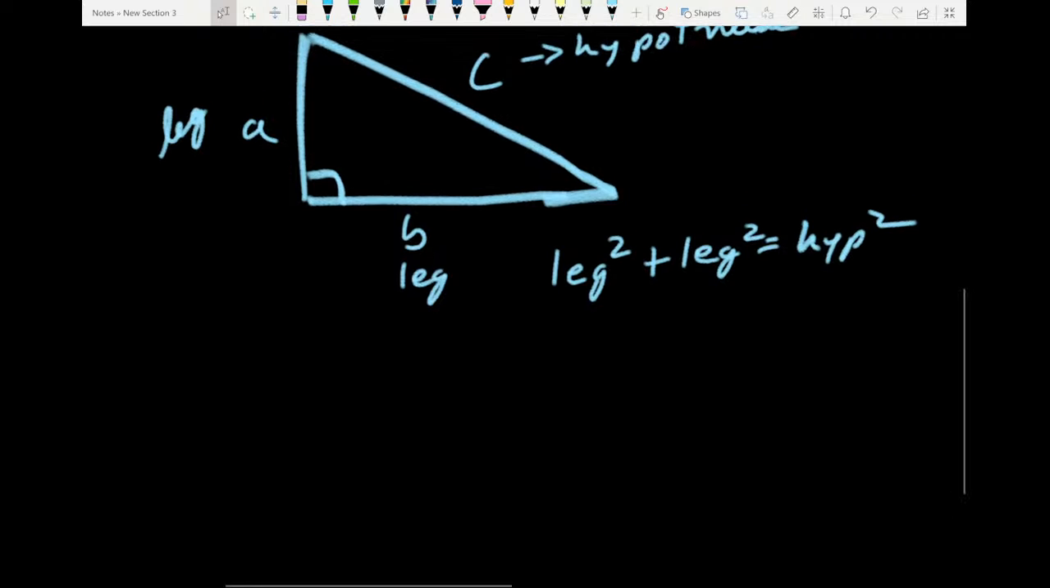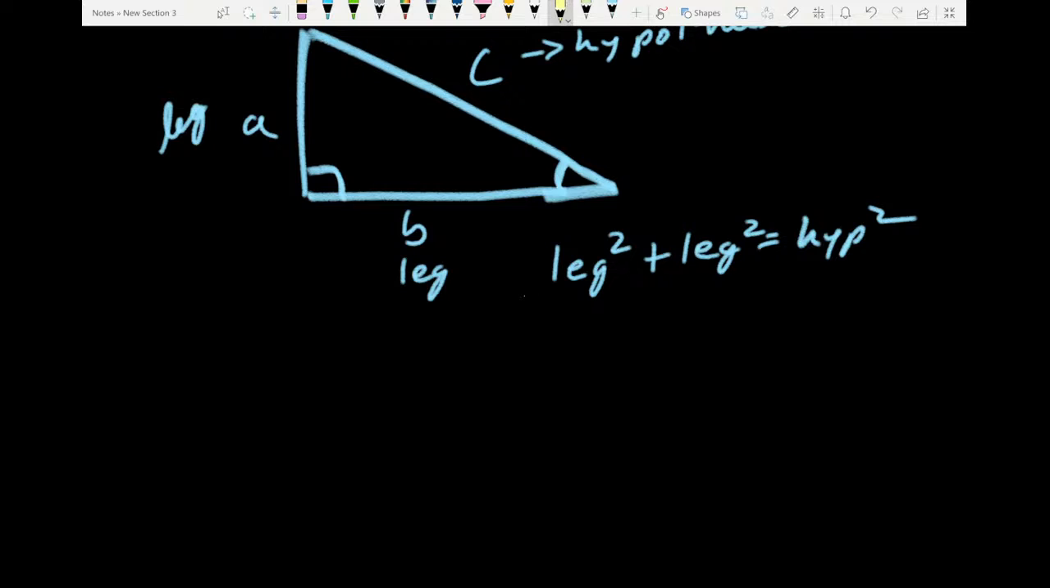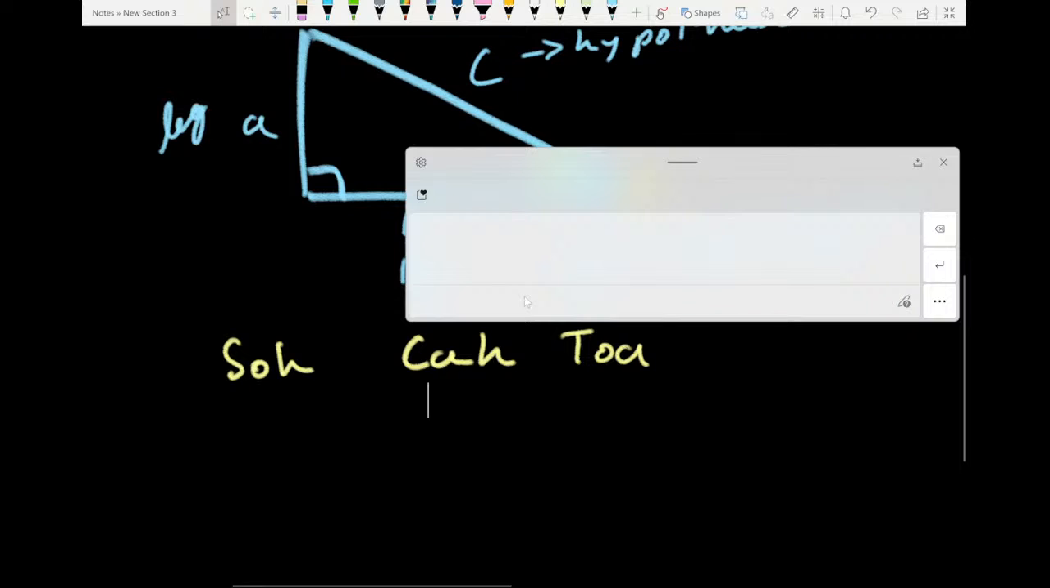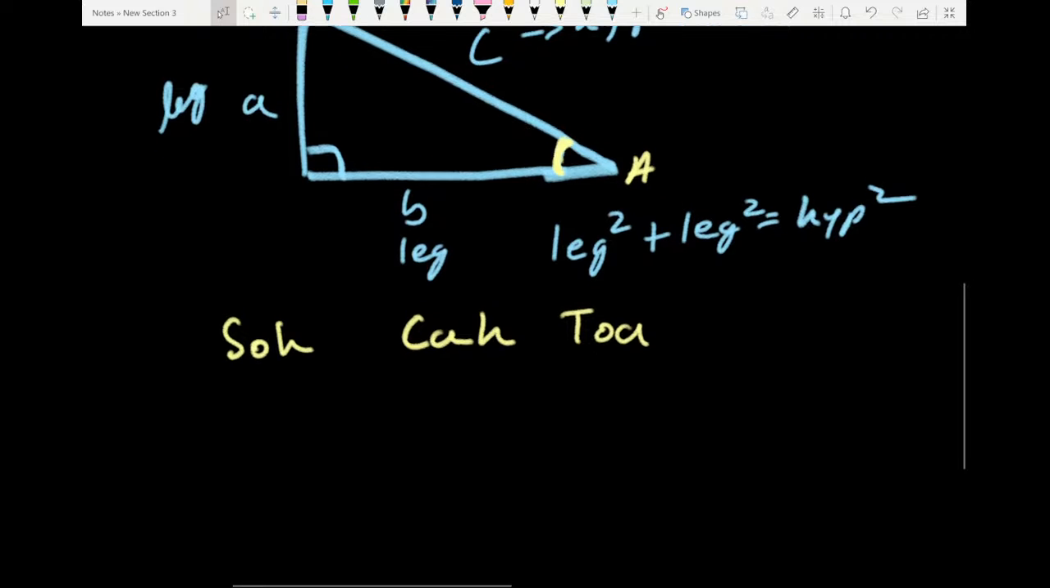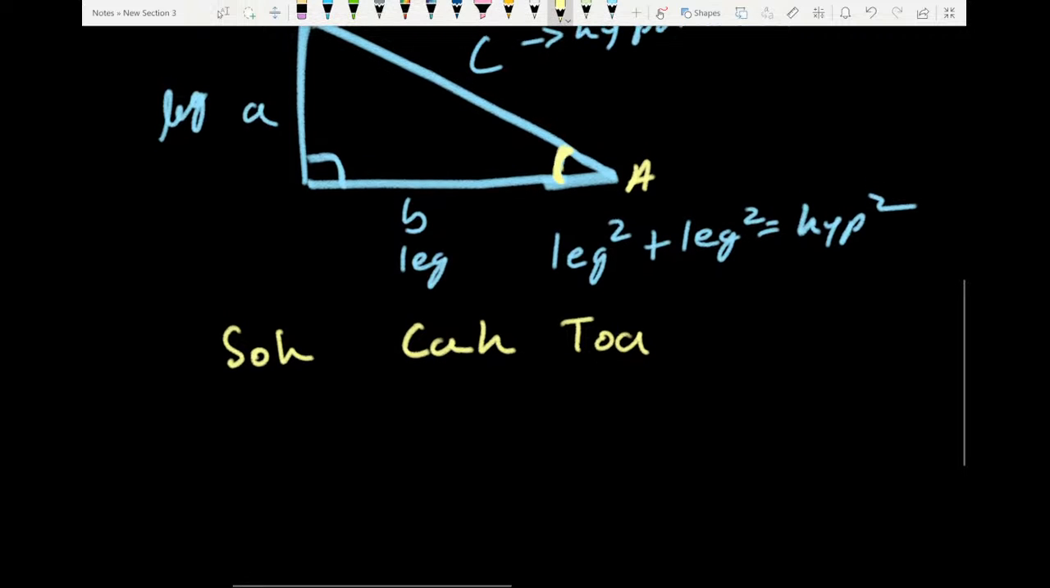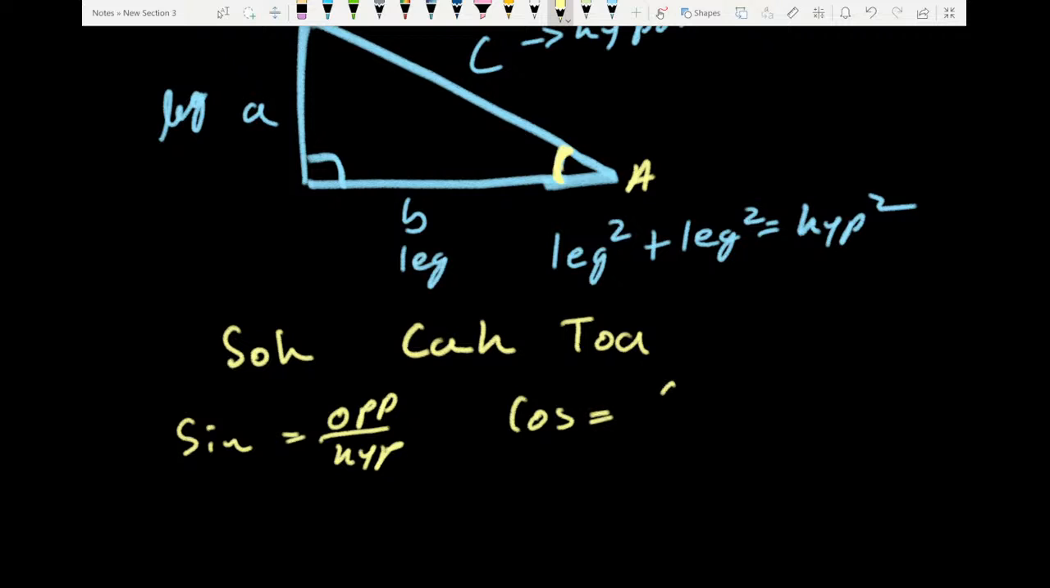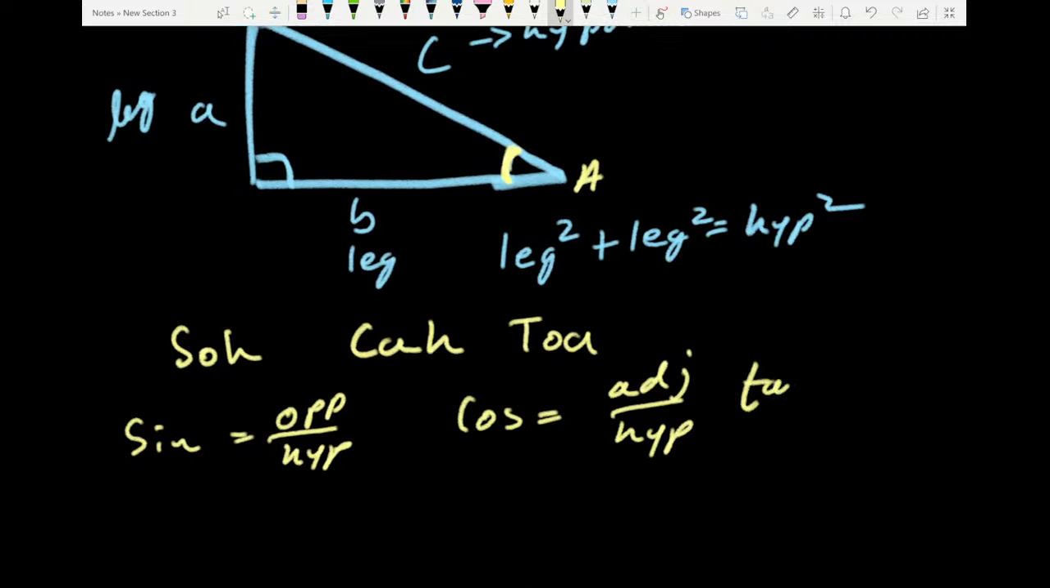The other thing we're going to learn, let's use this angle, angle A. We're going to use SOHCAHTOA. According to this reference angle, sine equals opposite over hypotenuse, cosine equals adjacent over hypotenuse, and tangent equals opposite over adjacent.